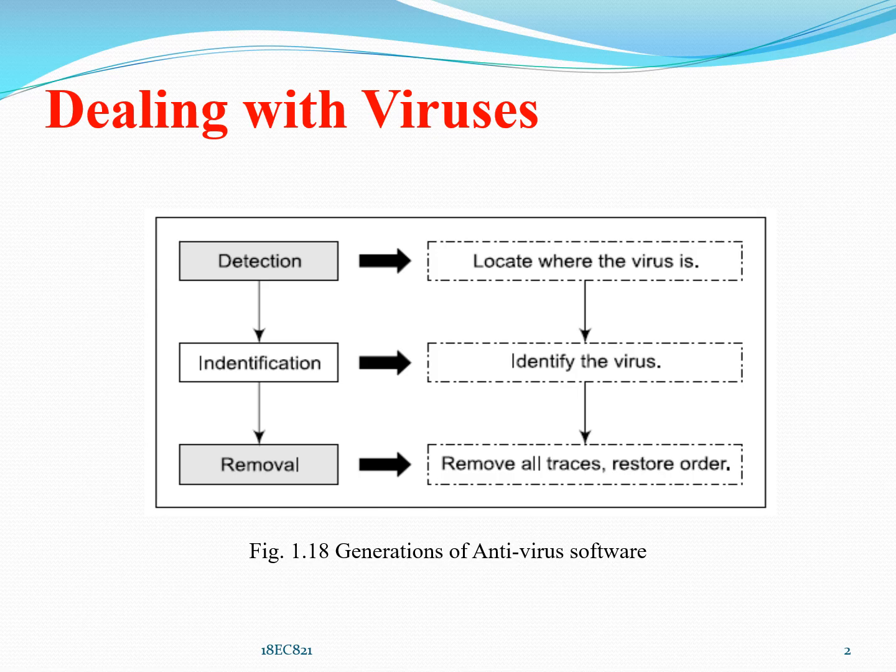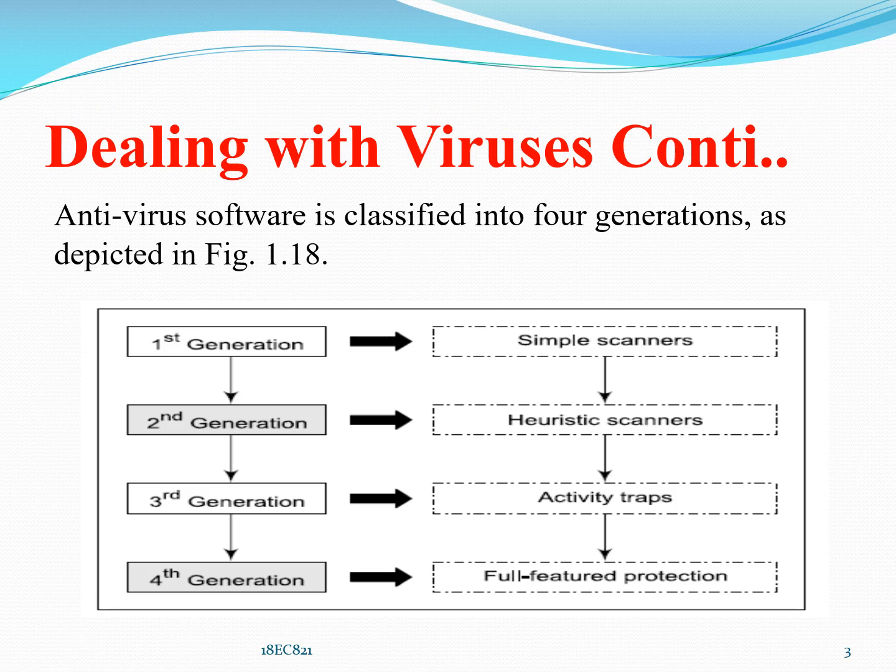So we need to remove all traces of the virus and then restore the affected programs or files to the original state. This can be done by using antivirus software. Antivirus software can be classified into four categories that I have shown in the diagram: the first generation, second generation, third generation, and also fourth generation.